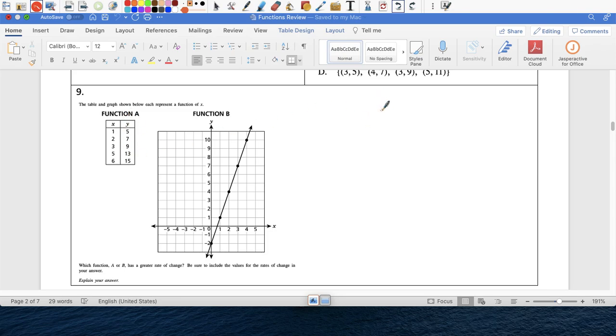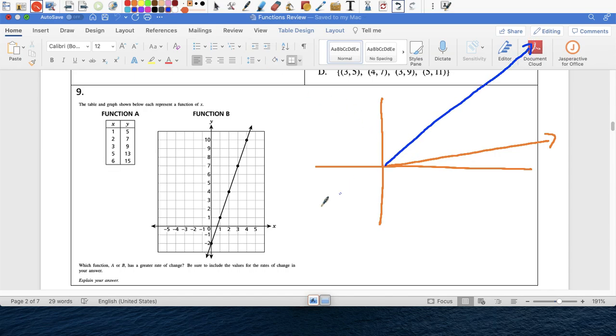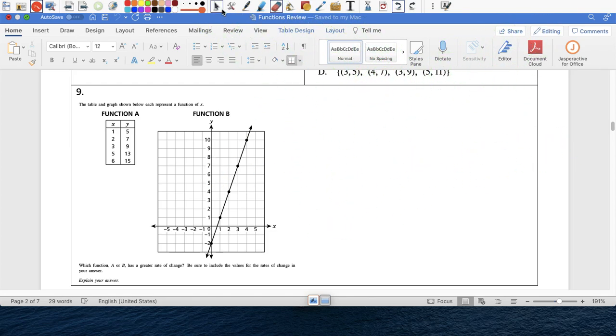So let me graph this. Let's say I had a line that goes like this, and then I had another line that went like this. And I ask, which one is increasing faster? Well, you would obviously say that one. So visually, it's super easy to say the blue line, right? But the problem with this question is that I don't have both on the graph. I have only one of them.